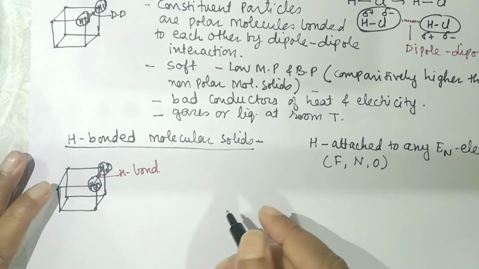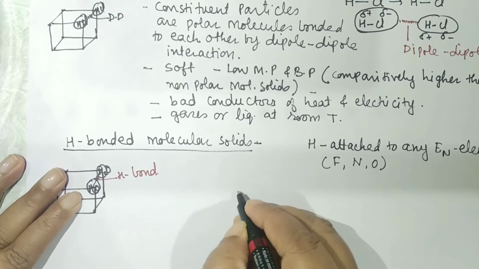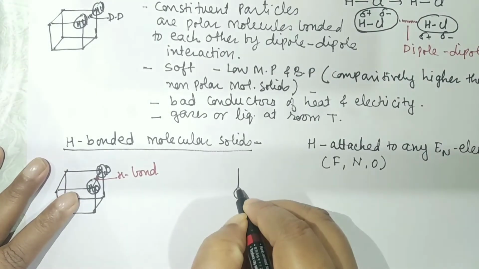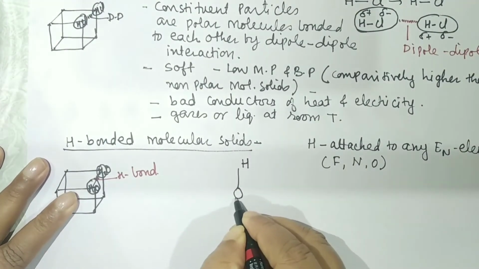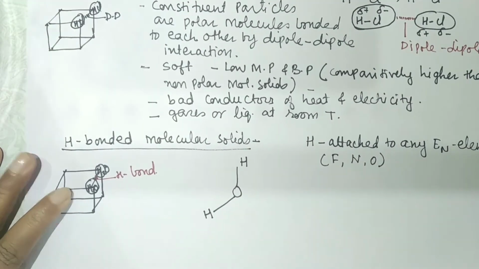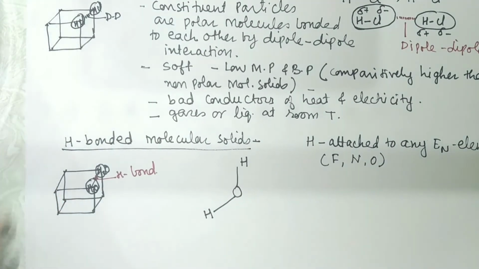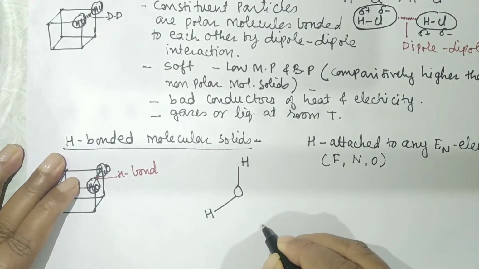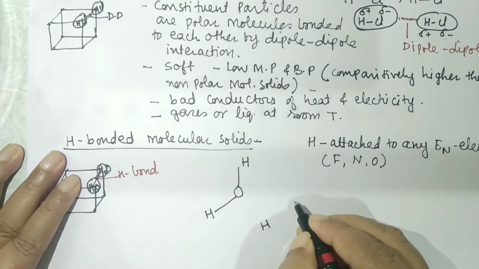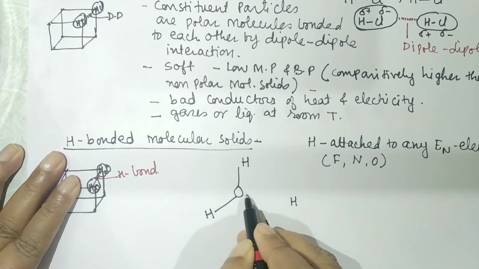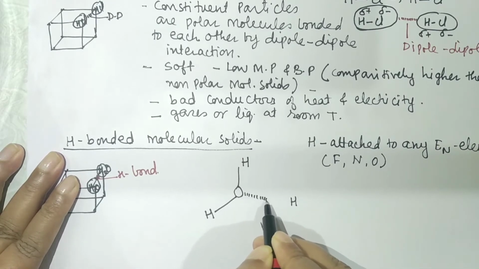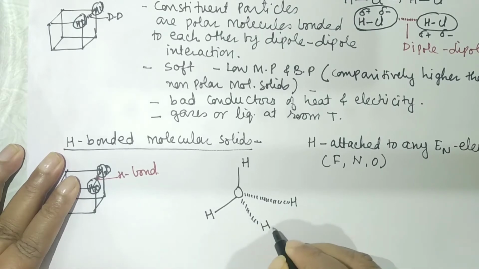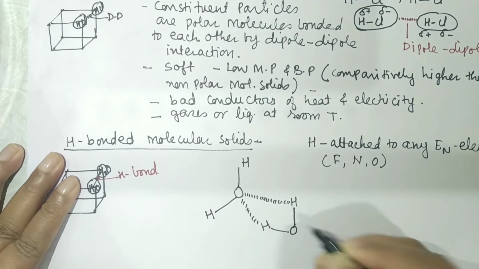If I ask you to draw the structure for water, it is oxygen bonded to two hydrogens. I will draw the structure in this way because I want to show the structure of water. You know that it is tetrahedral. So this is the first molecule, the second molecule I can draw in this way. Now this is the hydrogen bond that exists, and this is your second molecule.